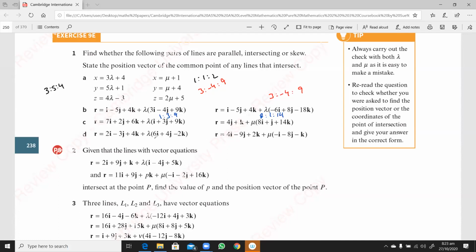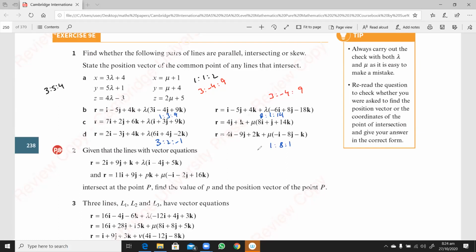And similarly, I can simplify this. This can be written as 3 ratio 2 ratio minus 1, and here you can take a minus common. This is 1 ratio 8 ratio 1. So again, these are non-parallel lines. So there was just one pair of parallel lines, that was in part B.